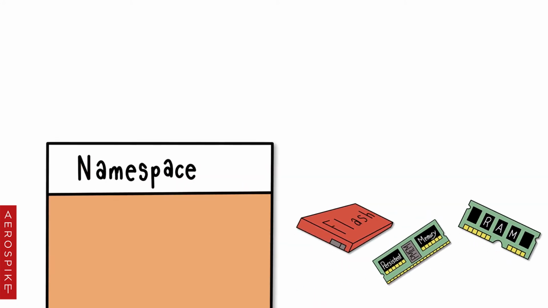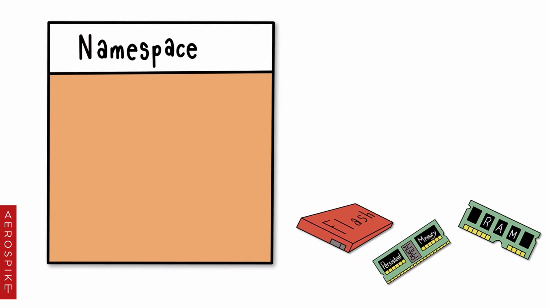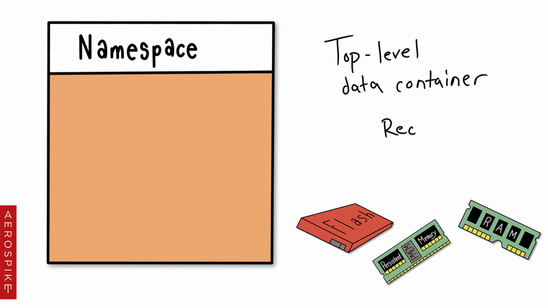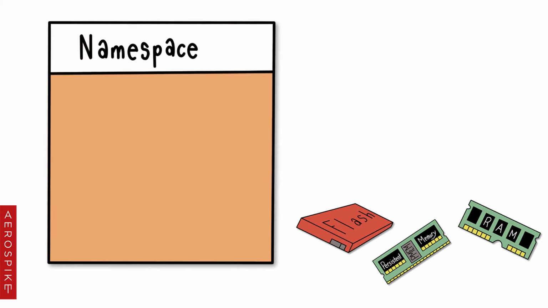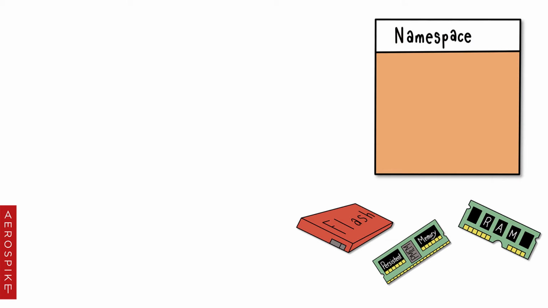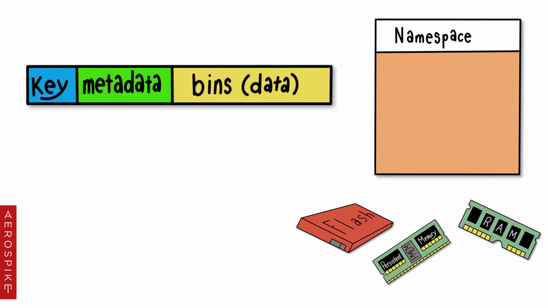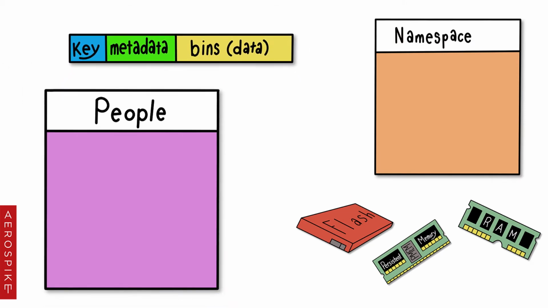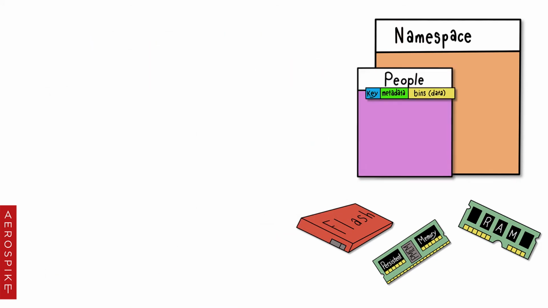The data model begins with a namespace. This is the top-level data container that stores records and contains policies that define things like the storage engine used, the way data is managed, and more. As mentioned, records are stored within the namespace and can optionally be grouped into sets. We'll come back to this in a moment.